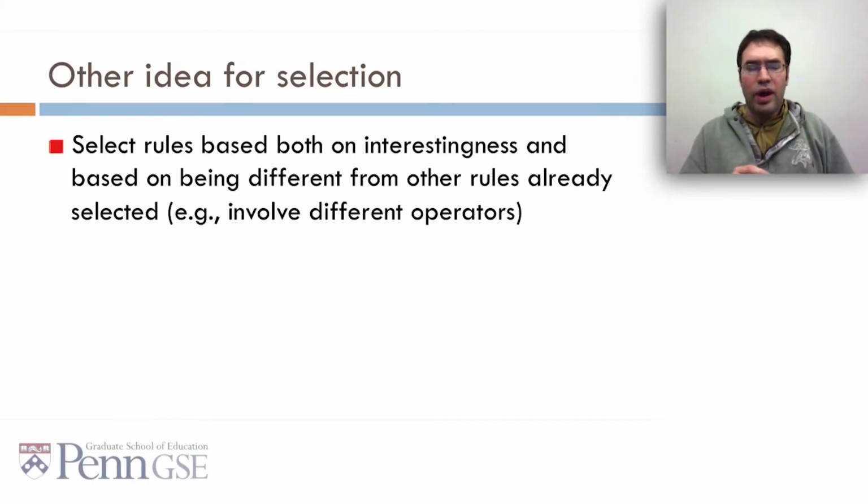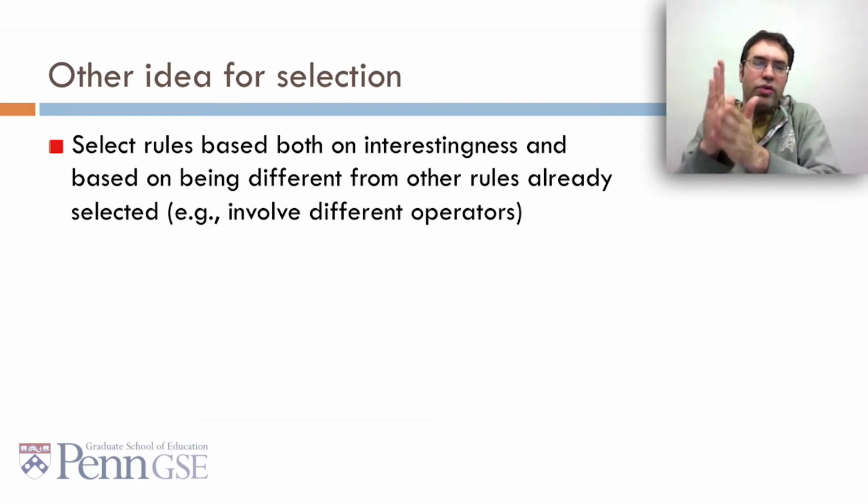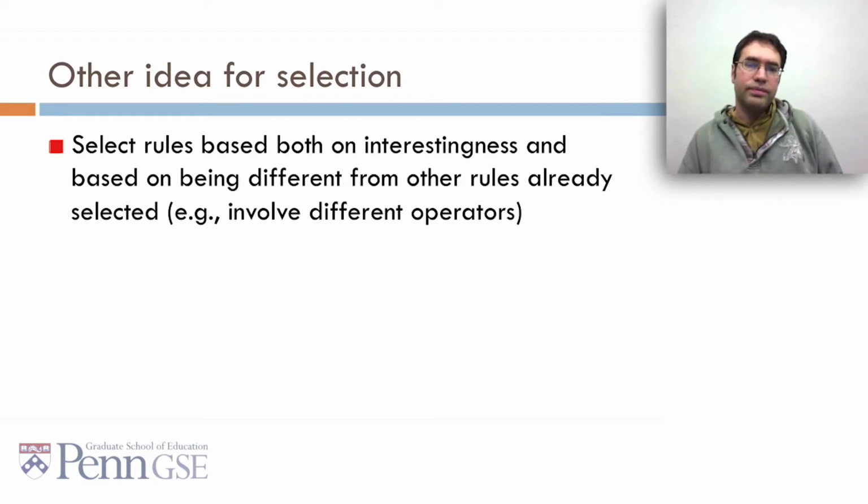Another thing that people do sometimes, although they don't do it all that much, is select rules based both on interestingness and on the rule you select being different from the other rules you've already selected, or in other words, involving different operators. So try to find rules that explore the space more thoroughly, rather than finding a whole bunch of rules involving something that's pretty common.